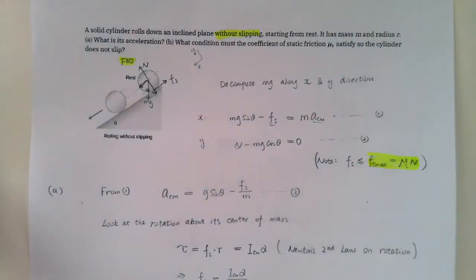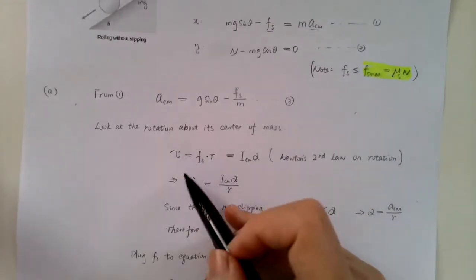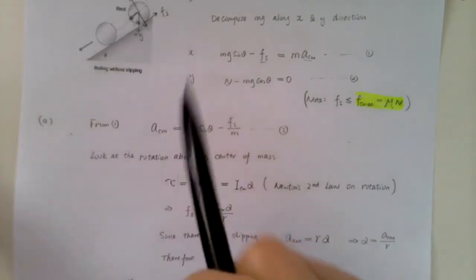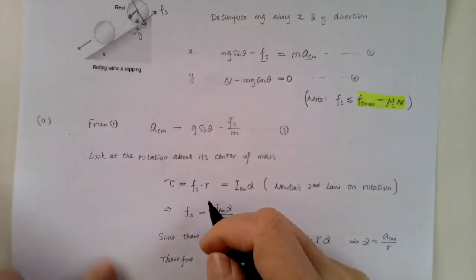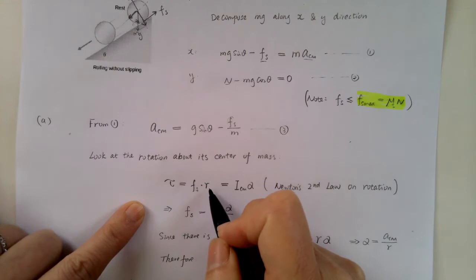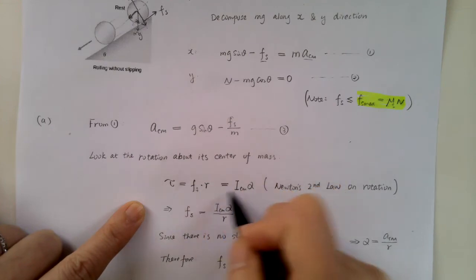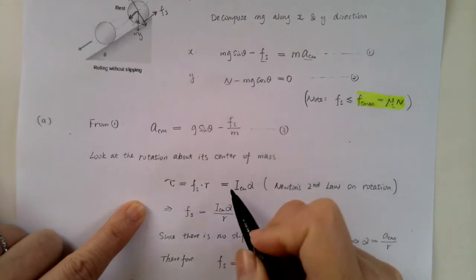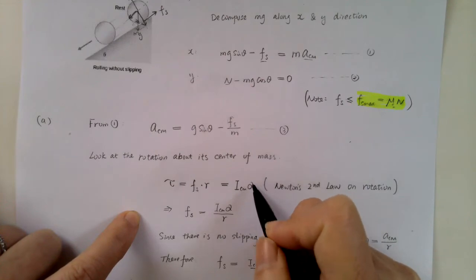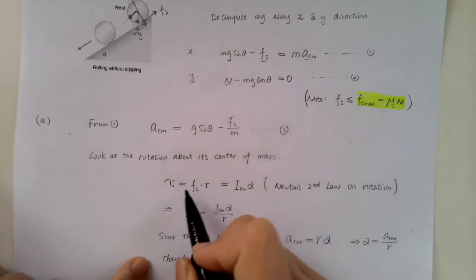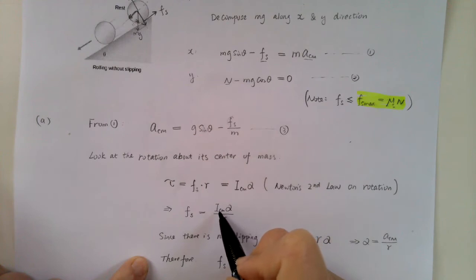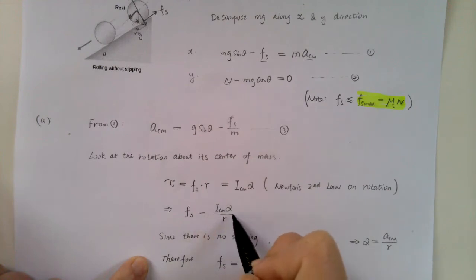So this torque causes rotation. From the rotation, step one, we calculate the torque. Torque equals force times the arm. Force is Fs, arm is R. Along counterclockwise, so we let it be positive. So now we have torque equals Fs times R. And torque equals what? I times alpha. Newton's second law for rotation: the net torque equals the moment of inertia times the angular acceleration, where alpha is the angular acceleration. So now we can find the expression of Fs that equals I, the moment of inertia, times alpha over R.